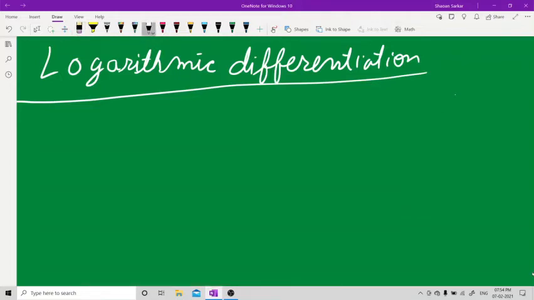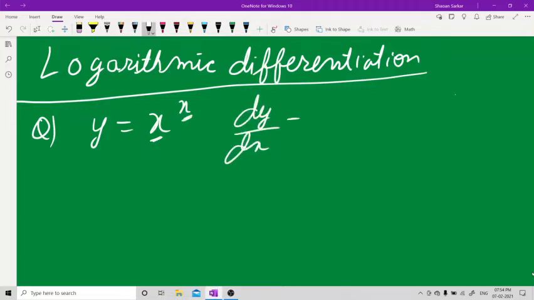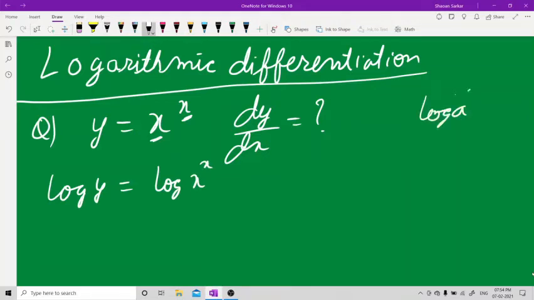Okay, now let's do it with examples. Take an easy example. First question: y is x to the power of x. See, there is a function on the top, there is again a function. Take a log. I am asking dy by dx. So log y is equal to log x to the power of x, and you know that log a to the power of m is m log a. So this will become x log x.